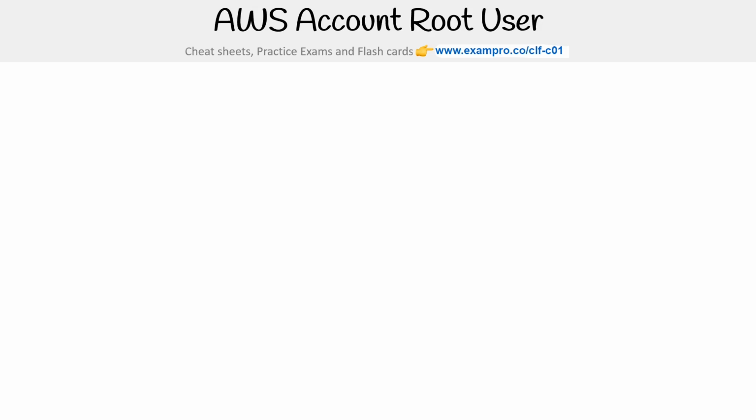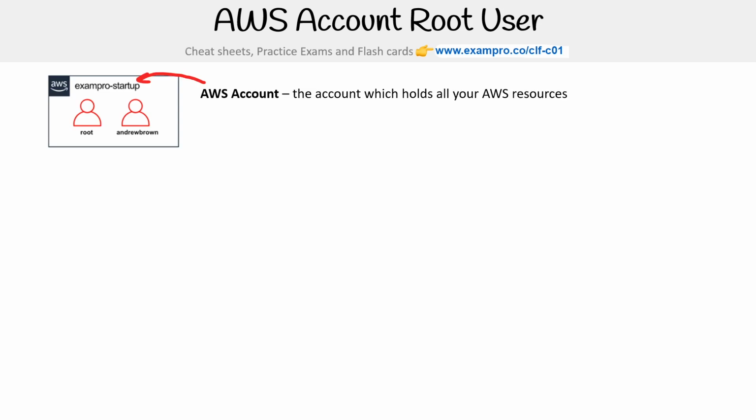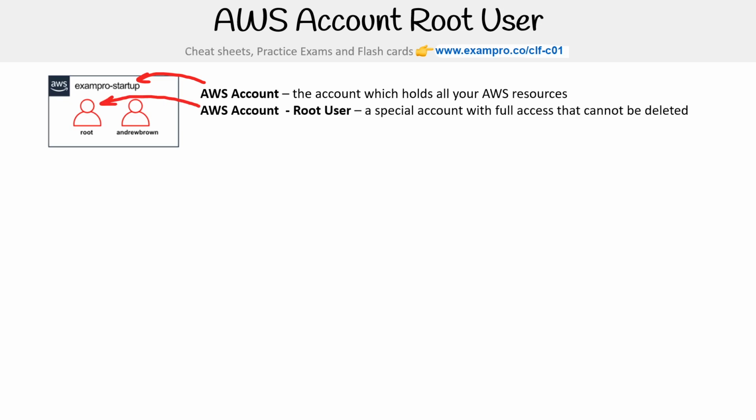And this gets confusing because there's an AWS account, root user, and regular user. So let's distinguish what those three things are. Here we have an AWS account, which holds all the AWS resources, including the different types of users. Then you have the root user. This is a special account with full access that cannot be deleted. And then you have just a user, and this is a user for common tasks that is assigned permissions.